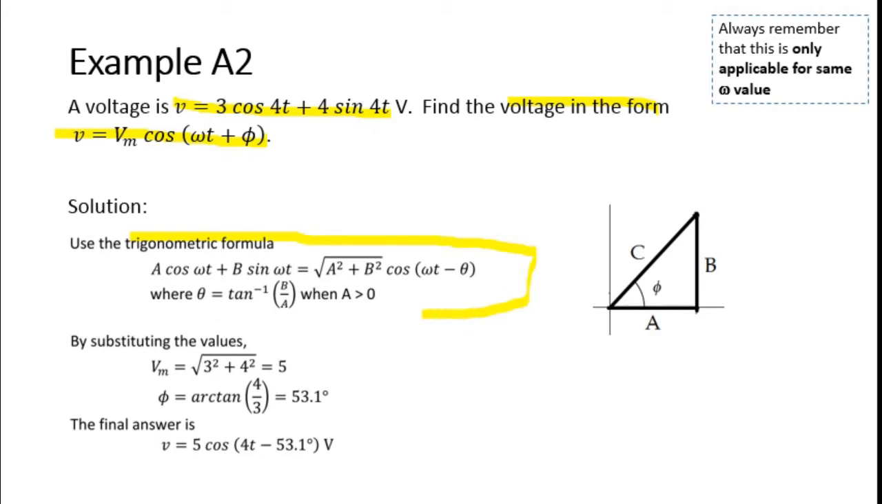Draw a right-angled triangle to visualize it. The peak value, Vm, is the square root of the sum of a squared and b squared, while phi is the arctangent of a and b. Substituting the values accordingly into the formulae, we get Vm equals 5 and phi equals 53.1 degree. Therefore, voltage V is 5 cosine(4t minus 53.1 degree) volts.